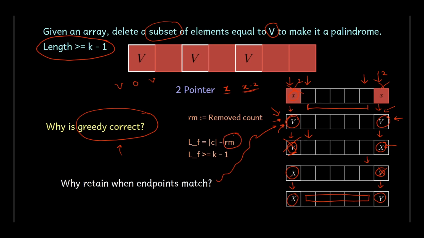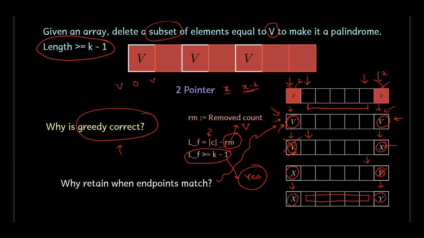So what is the length of the final array? You started with this length, the length of the new sequence that you were given, and you have deleted this many copies of v. So the final length is this. So if this length is satisfied, then your answer is yes, else your answer is no. And why is this condition enough?